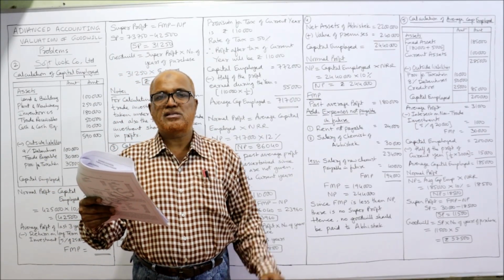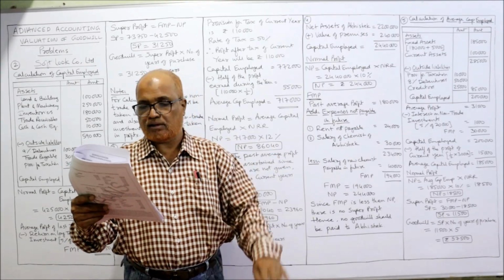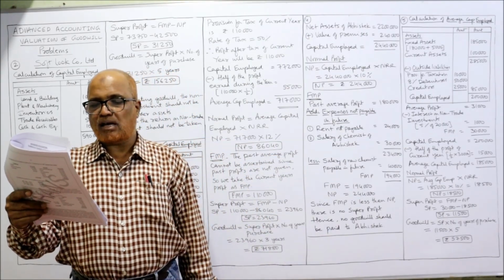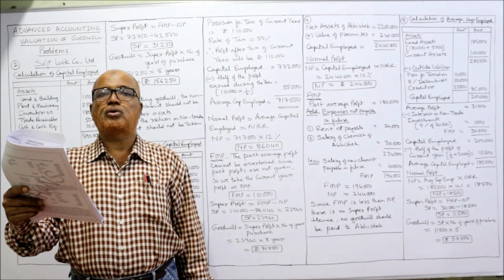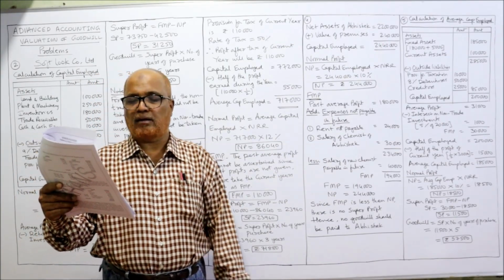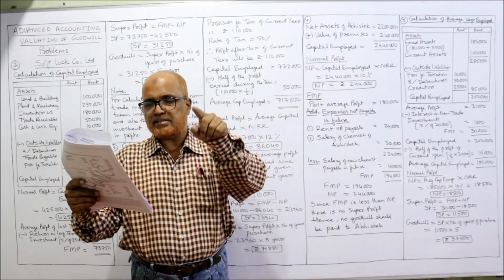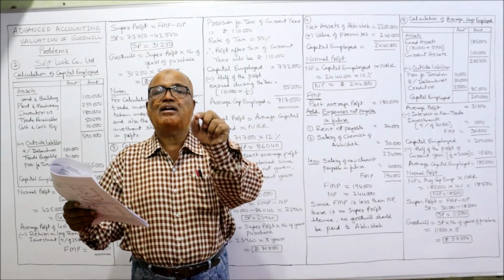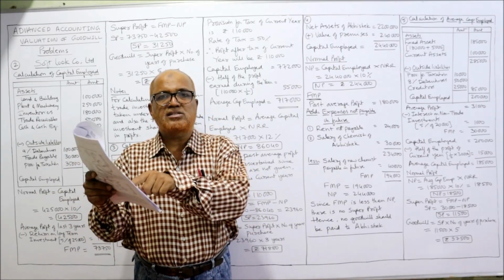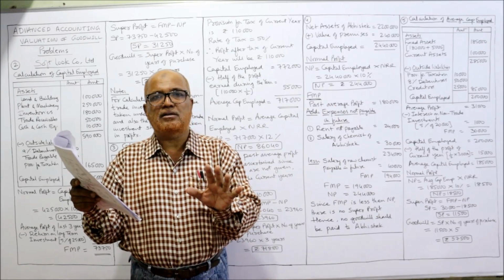government loan. This is a non-trade investment, we should not take it. Other non-current assets are preliminary expenses and discount on debentures, which should not be taken. Both these preliminary expenses and discount on debentures are fictitious assets. There itself you write, should not be considered.